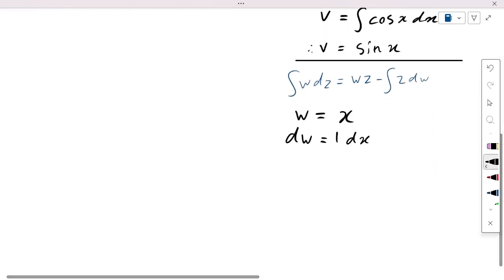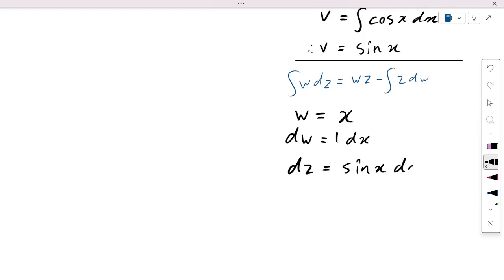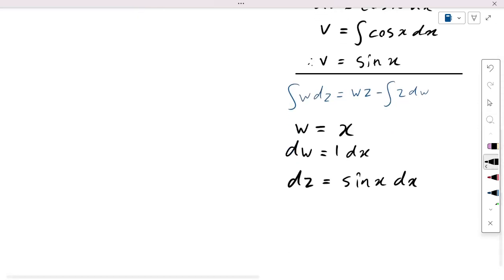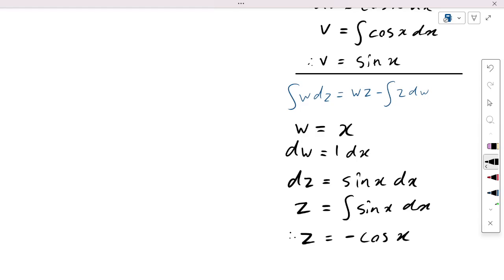And then over here, we need to use dz, which is equal to sine x with respect to x, exactly what we just had here. And then in order to find z, we're going to take the integral of sine x with respect to x, and therefore z will be equal to negative cosine of x. Plus c, once again, plus c is not going to be there.